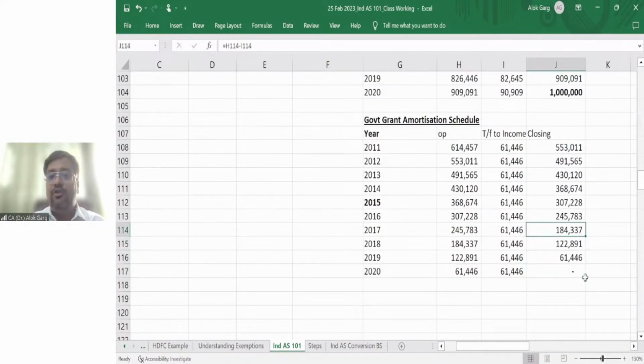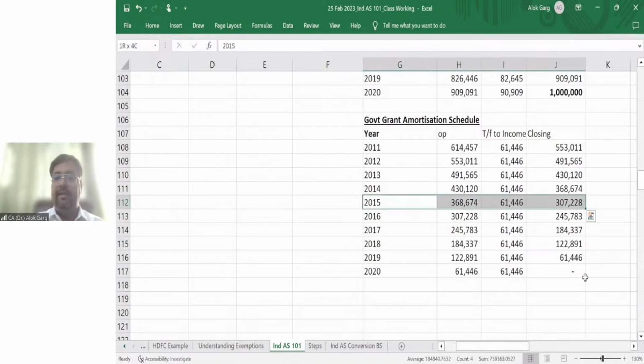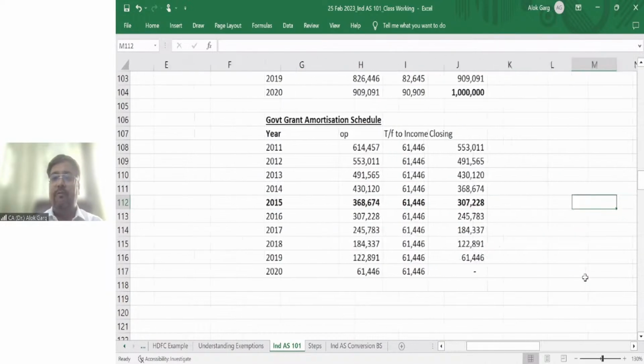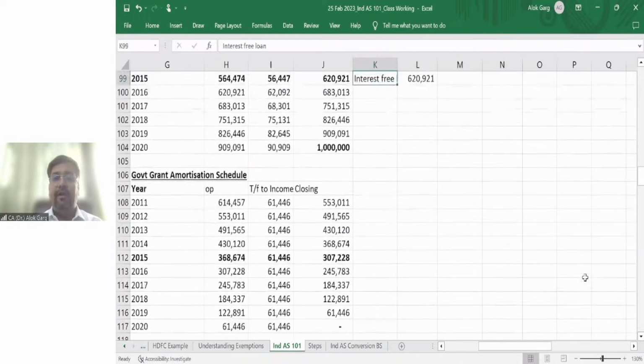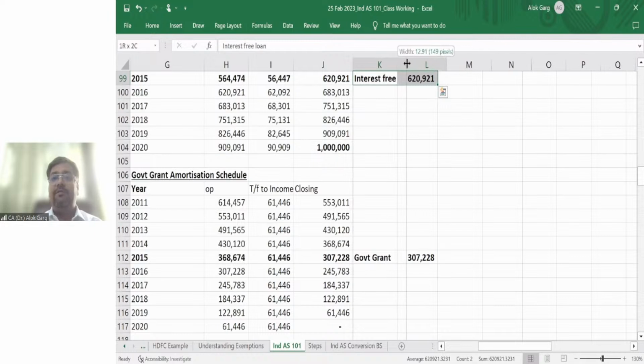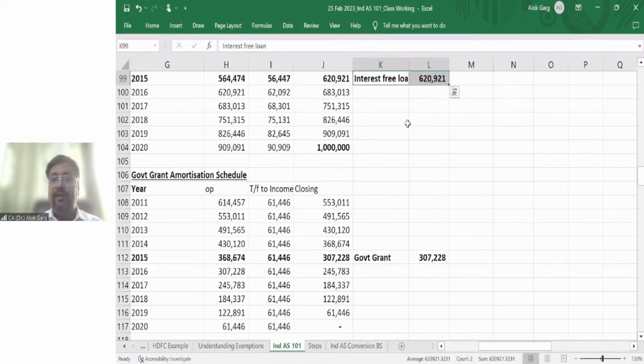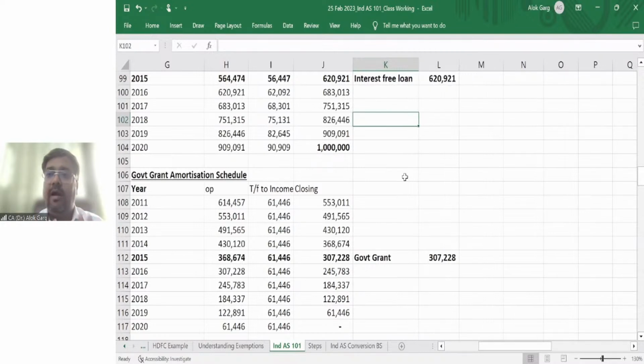Right? So at the end of year, which is on the transition date, what is the value of the government grant lying in the book? What is the value of the government grant? The value of the government grant will be how much? 307,228, right? If this accounting would have been applied retrospectively, your interest-free loan would be 607,921 and government grant would be 307,228. But all this working, what do you have to do?